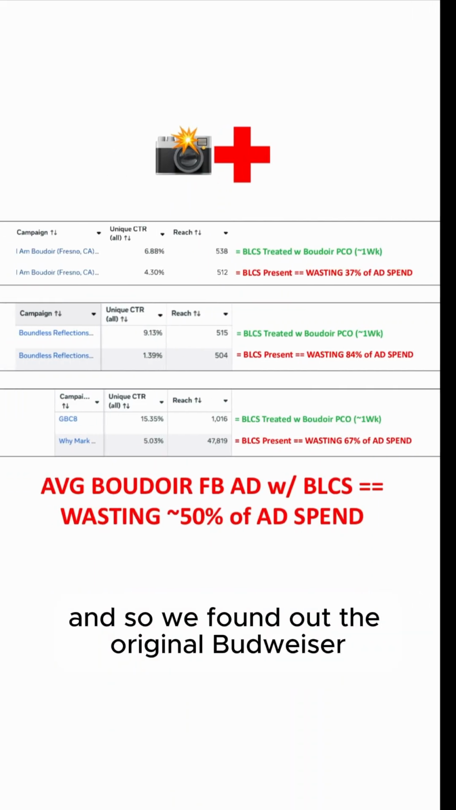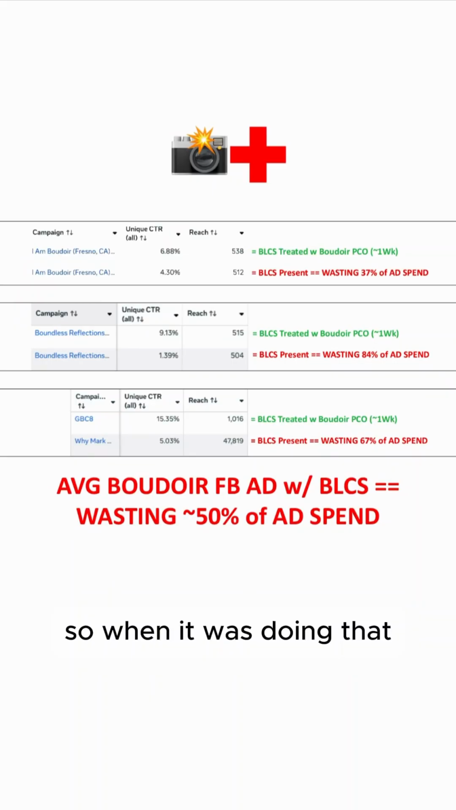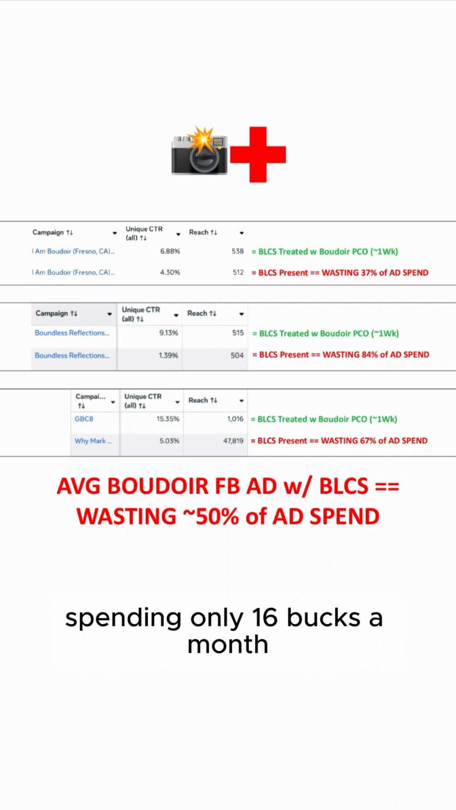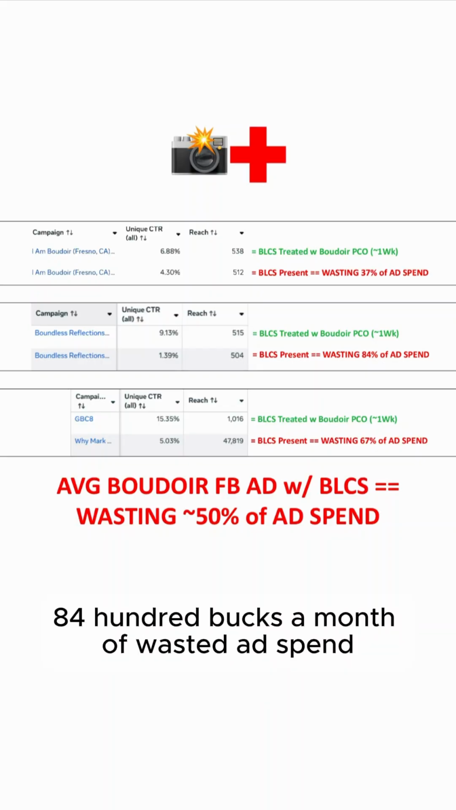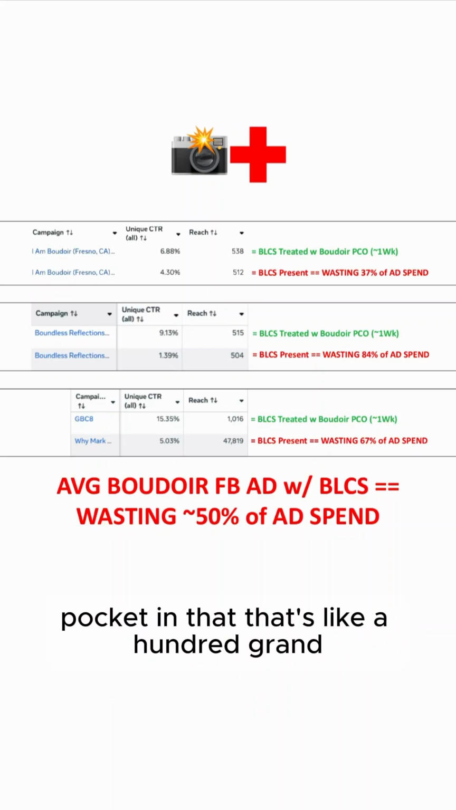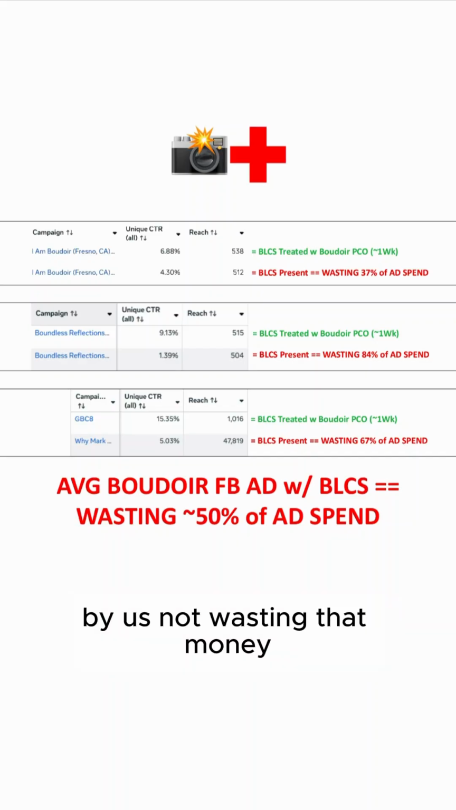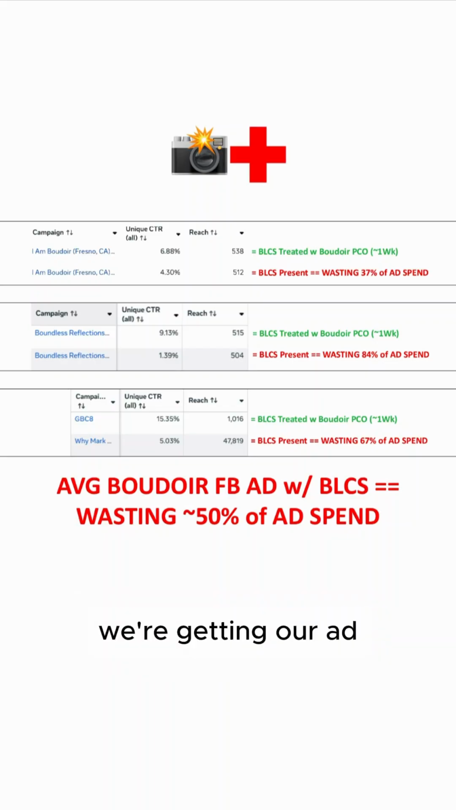And so we found out the original Boudoir Facebook ad was wasting 84% of its ad spend. So basically, the original Boudoir Facebook ad spent 10 grand a month. Instead of doing that, we can actually do the Boudoir Pico treated ad spending only $1,600 a month. So what are we doing here? Eliminating that $8,400 a month of wasted ad spend, pocketing that. That's like 100 grand, 100K bonus that we found by not wasting that money and spending $1,600 a month with the new Boudoir Pico treated ad. We're getting our ad into the same number of women's brains as the original Boudoir Facebook ad spending 10 grand a month.